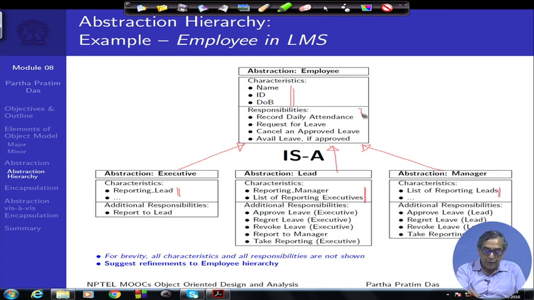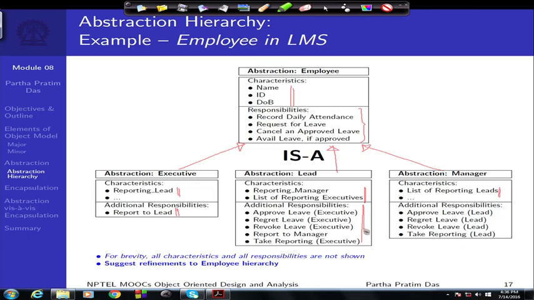In terms of the behavior, or the responsibilities that this abstraction carries, a few are common at the level of employees, which means that all specializations, all lower level abstractions, will share those responsibilities. But there could be a few additional responsibilities which are specific to the lower level abstractions, like executives will report to a lead, leads can do many other things, managers can do many additional responsibilities and so on.